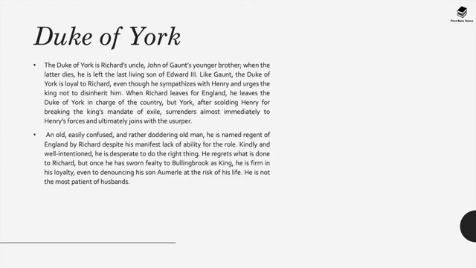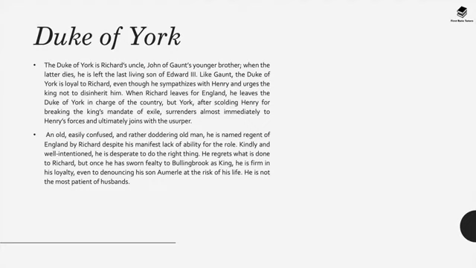The Duke of York is Richard's uncle, John of Gaunt's younger brother. When the latter dies, he is left the last living son of Edward III. Like Gaunt, the Duke of York is loyal to Richard, even though he sympathizes with Henry and urges the king not to disinherit him. When Richard leaves for England, he leaves the Duke of York in charge of the country. But York, after scolding Henry for breaking the king's mandate of exile, surrenders almost immediately to Henry's forces and ultimately joins with the usurper.